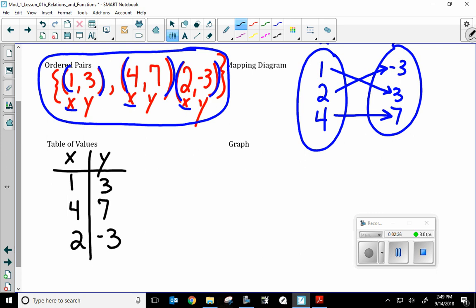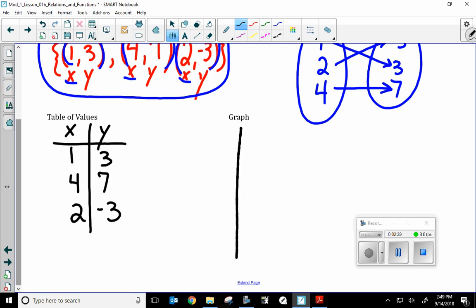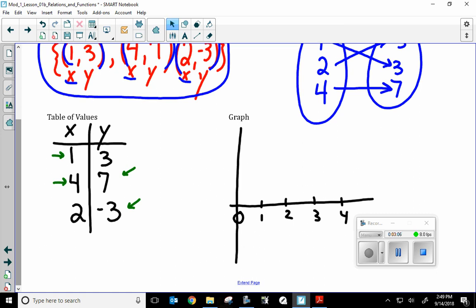Now, I'm going to create a set of axes here. All right. And on our axes, let's not forget, we need to go from our lowest X, which is 1, and our highest one is 4. So I'm going to make sure I have 0, 1, 2, 3, 4. And for our Y's, we go as low as -3 and as high as 7. So I'm going to include those values. -1, -2, here's -3. And then we have 1, 2, 3, 4, 5, 6. That will be 7.